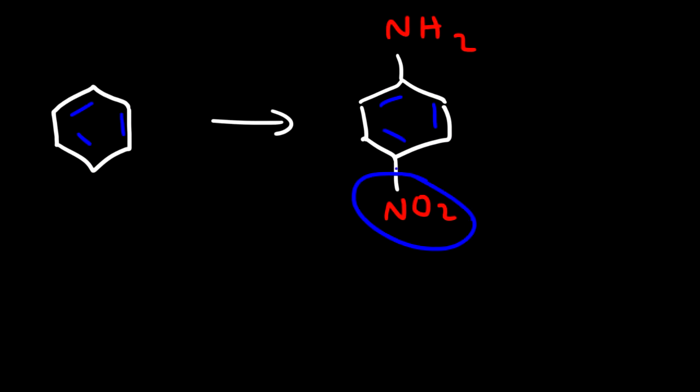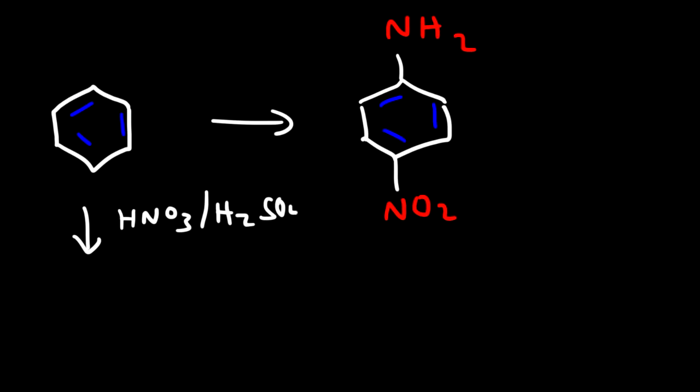So NO2 is a meta director, and these two are para with respect to each other, so we don't want to put the NO2 group first. We want to get the NH2 group and then put the NO2 group, because the NH2 group is an ortho-para director. So this implies that we need to nitrate the ring first in order to even get to the NH2. I'm going to put it here. So this is the NO2 group.